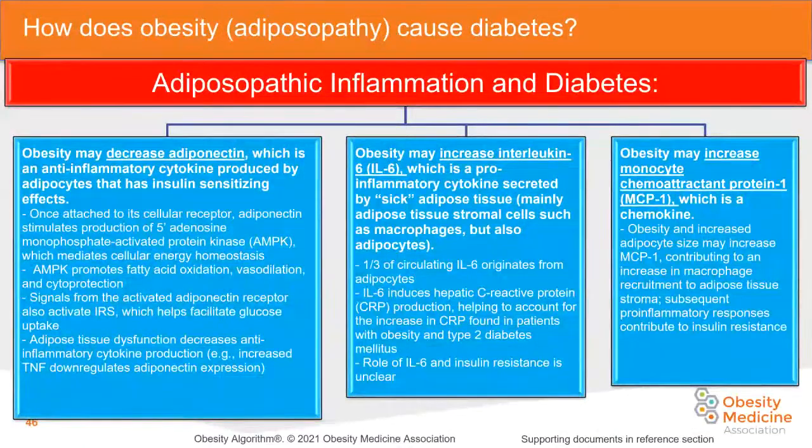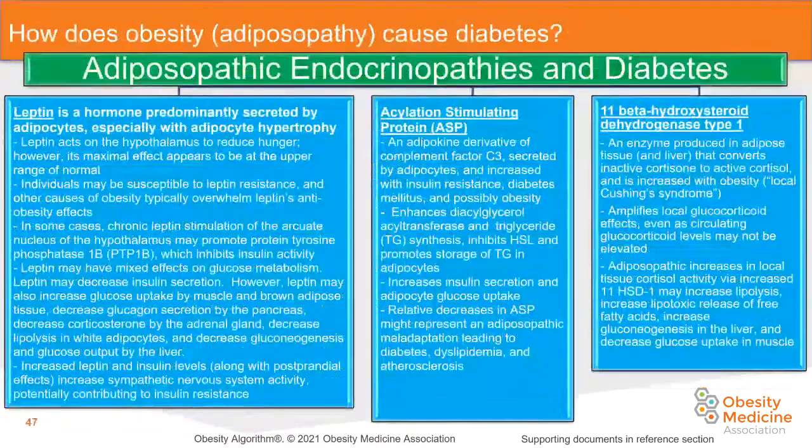Other inflammatory contributors would be decreased adiponectin, increased interleukin-6, and also chemokines. What about the endocrinopathies? Well, you can't forget about leptin. Increased leptin can contribute to diabetes mellitus, ASP, and certain steroidogenic types of hormones.